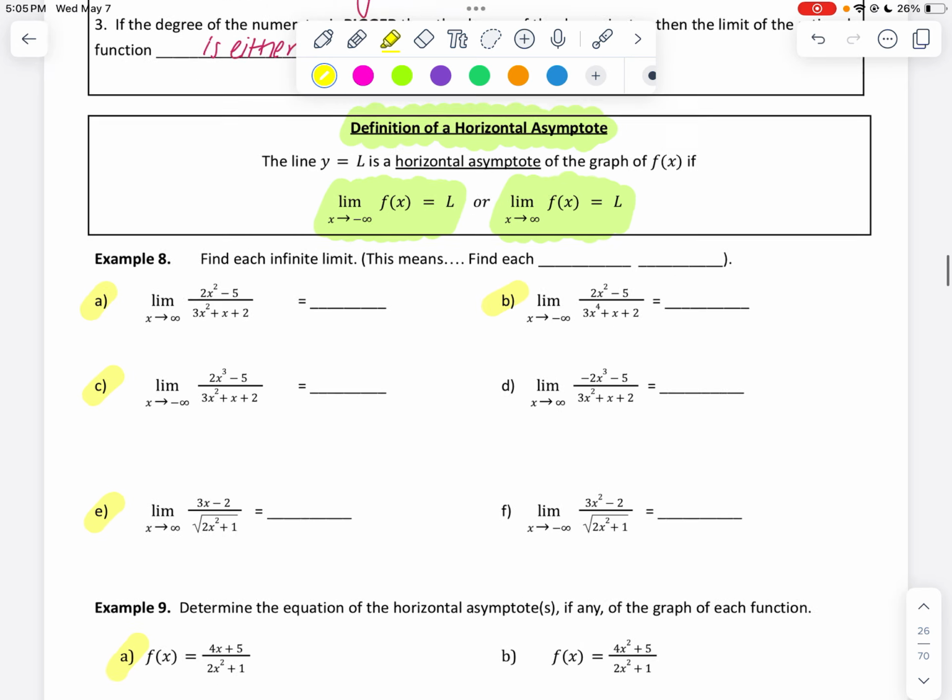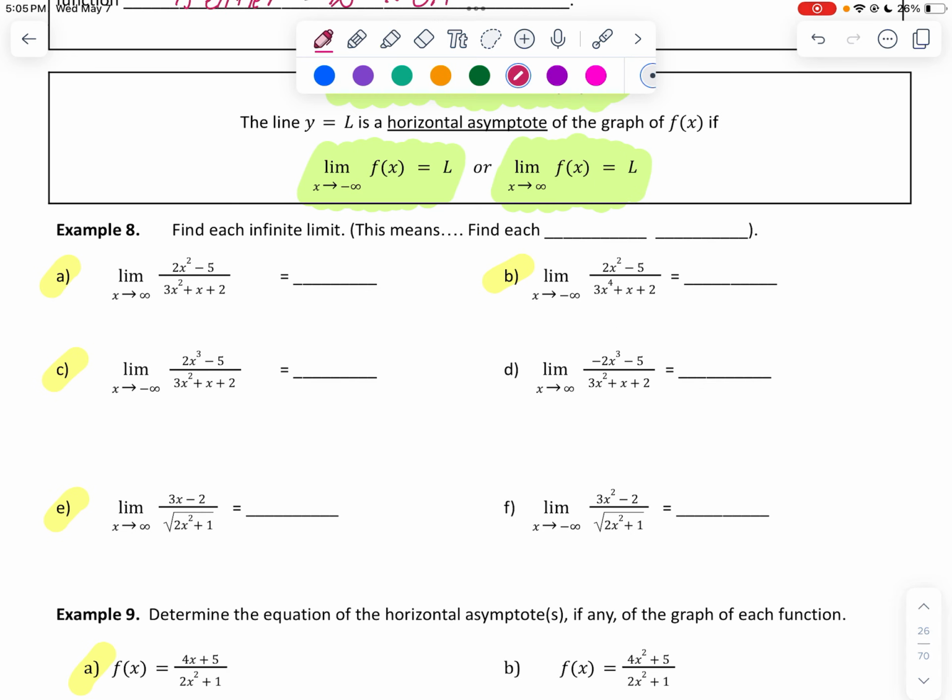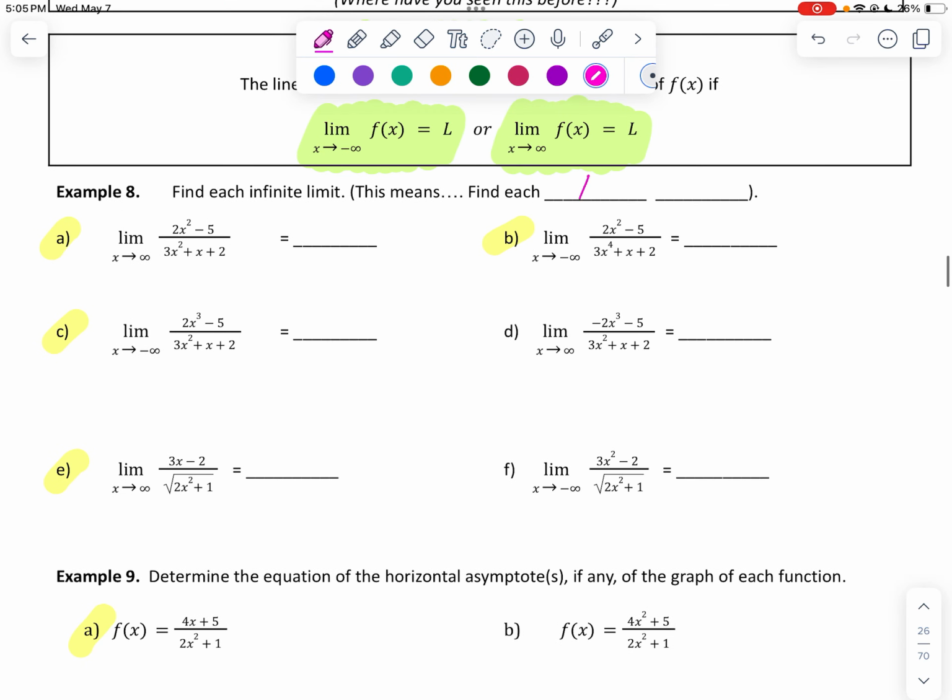All right, so find each infinite limit. This means we are finding each horizontal asymptote. Okay, so let's go and try it. All right, we're going to start with part A.